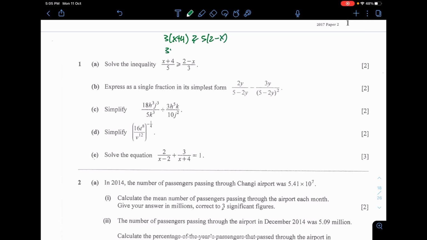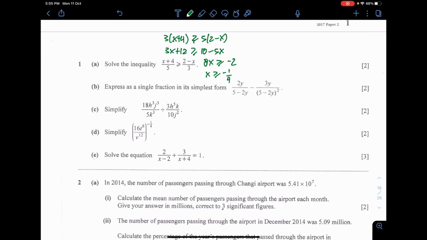Expand everything, so I got 3x plus 12 greater than or equal to 10 minus 5x. Simplify everything to the same side, so you get 3x plus 5x greater than or equal to 10 minus 12. Divide the 8 away, then you will get negative 2 over 8, or that is negative 1/4.